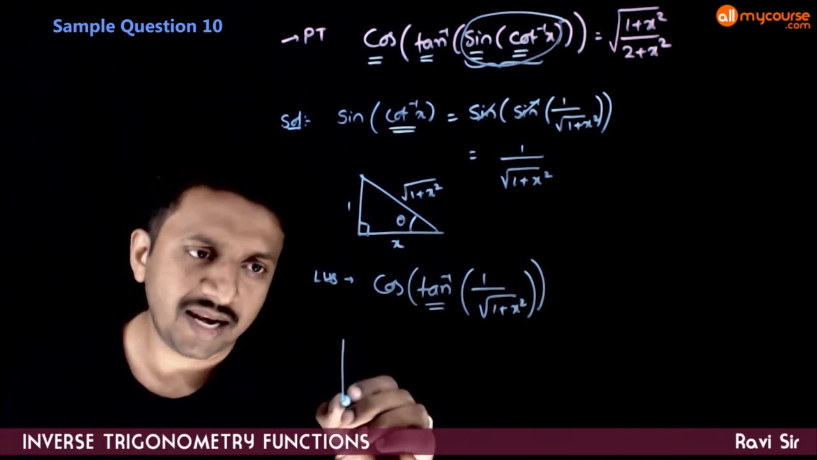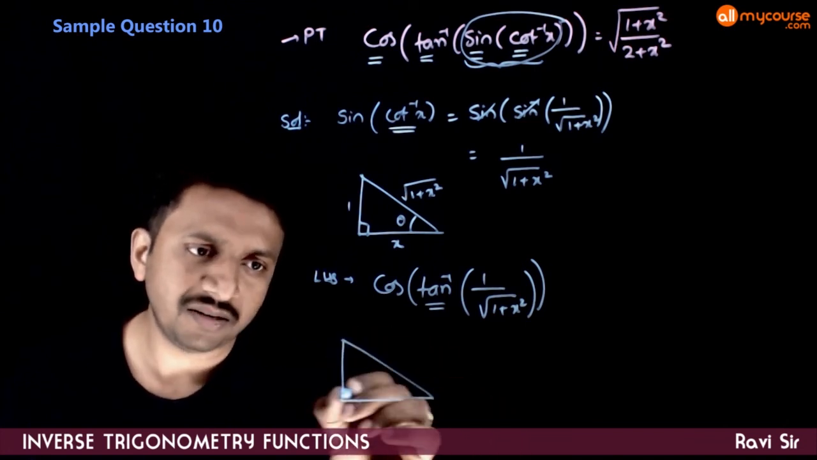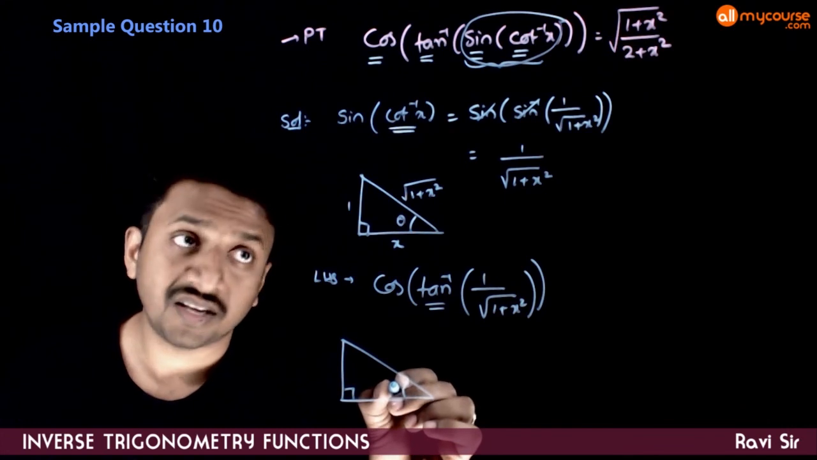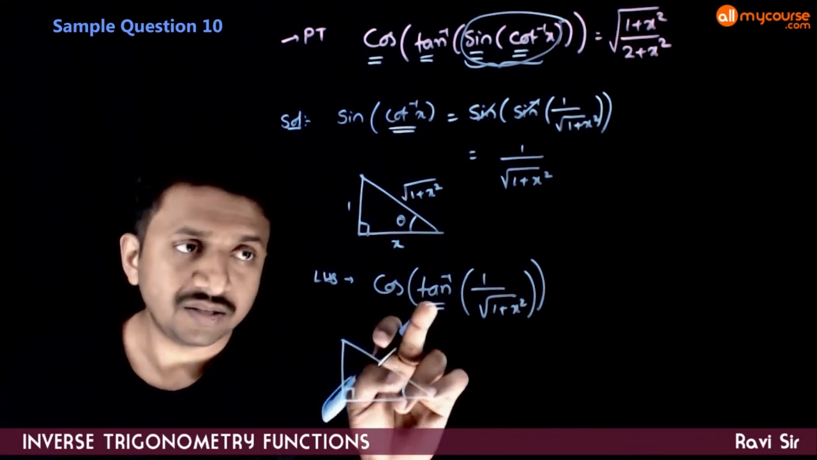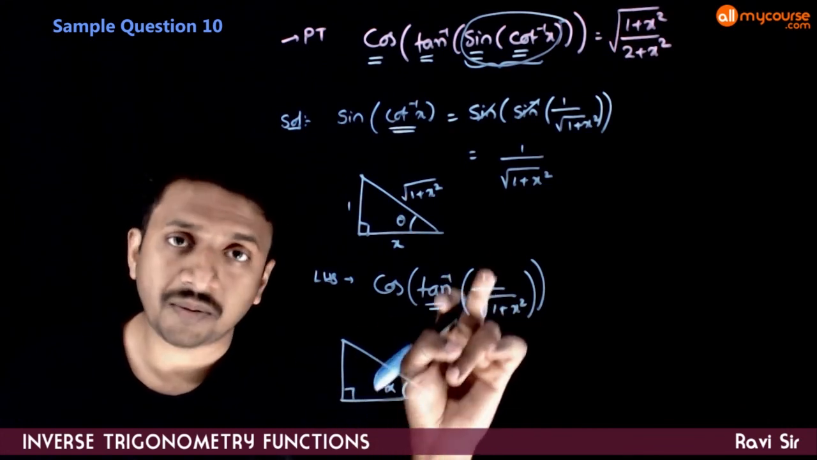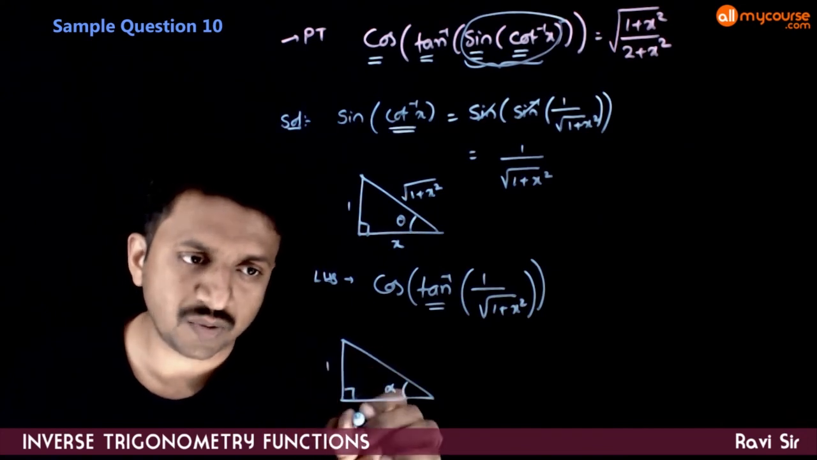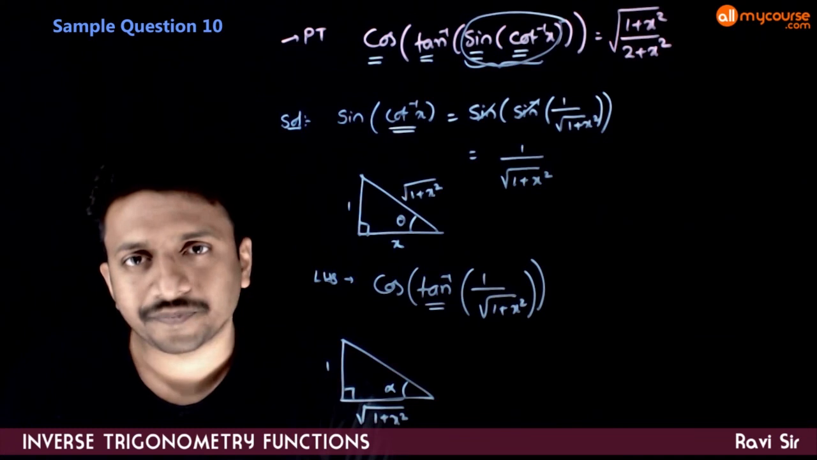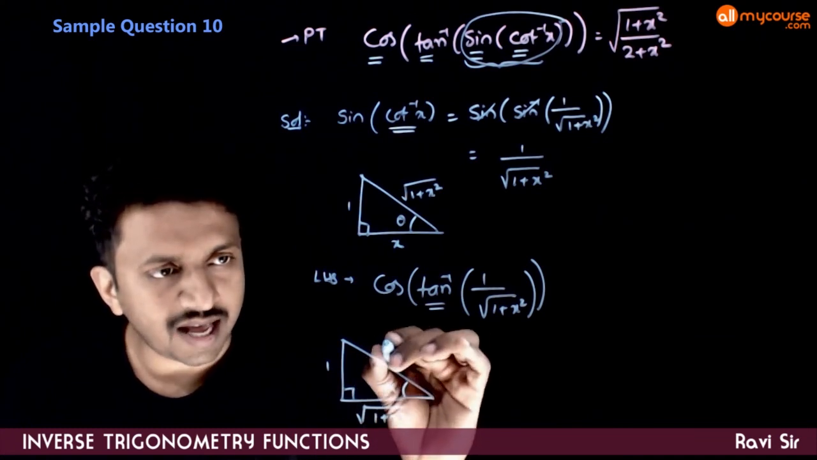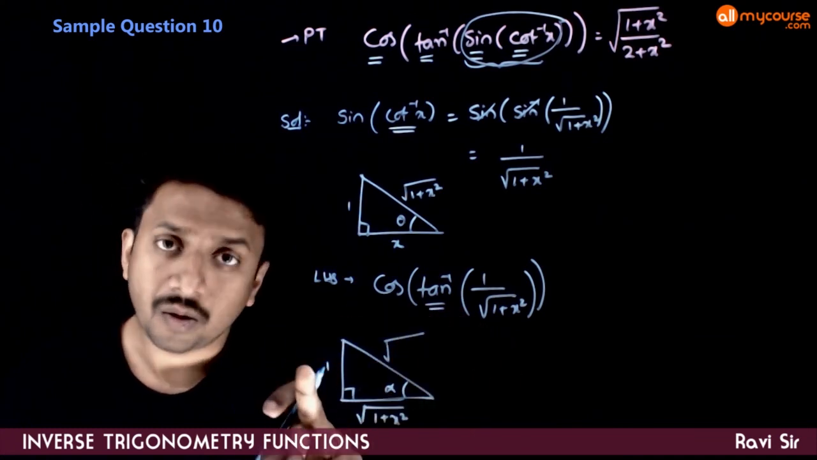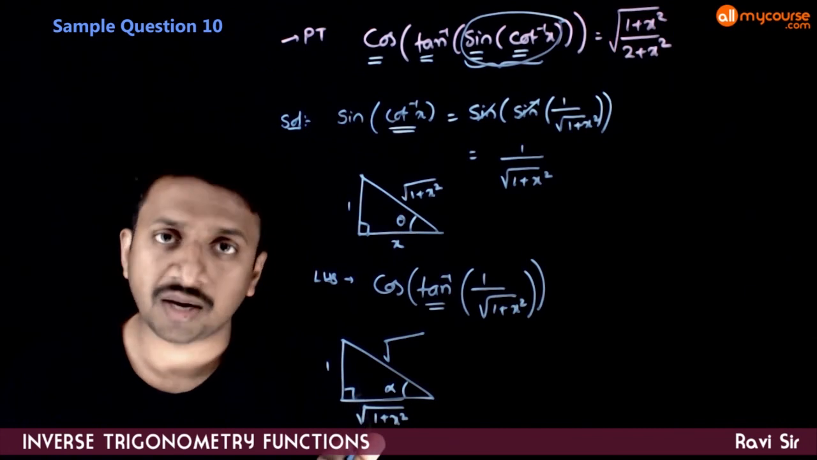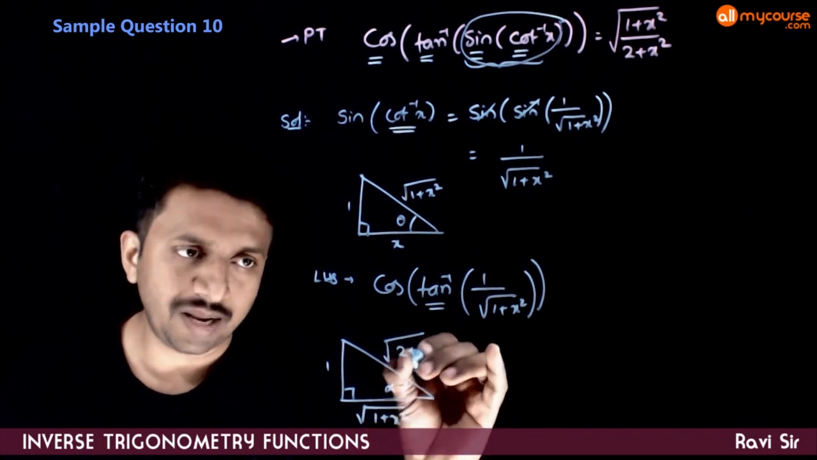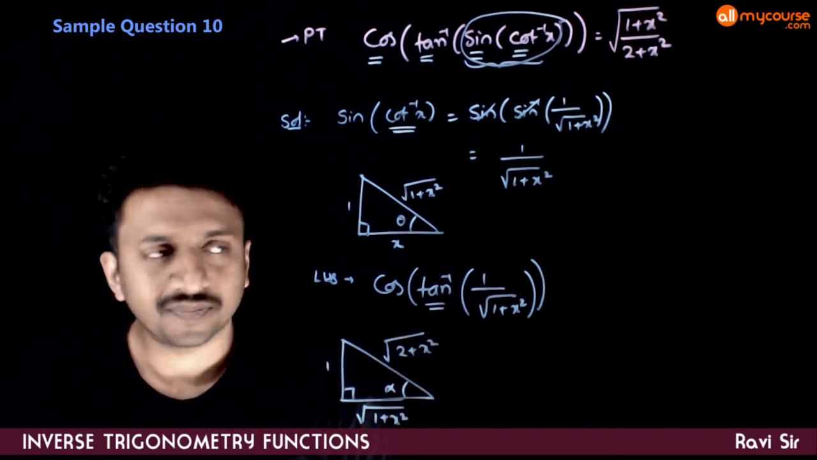So again, let us use the triangle method. If this is alpha, so tan inverse of 1 by this, that is, the opposite side is 1, the adjacent side is root of 1 plus x square. Now what does the hypotenuse become? Root of 1 square plus 1 plus x square, that is root of 2 plus x square.